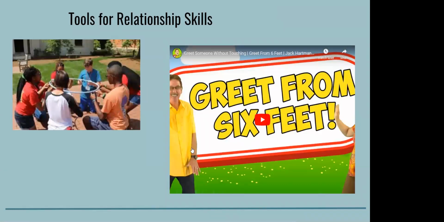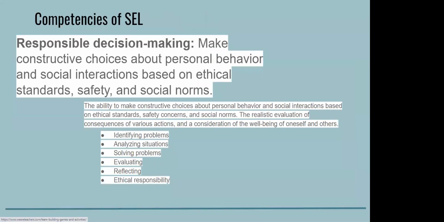Getting them to do different games and such, once we know what we can do with social distancing, and interacting with that, and still getting those relationships building and getting them to interact with a person again, I think is going to be big, even if it starts with conversation. Jack Hartman, for your younger grades, has several videos out on greeting someone without touching and what 6 feet of space is. That may be something you want to start your year with and pull up in the classroom.